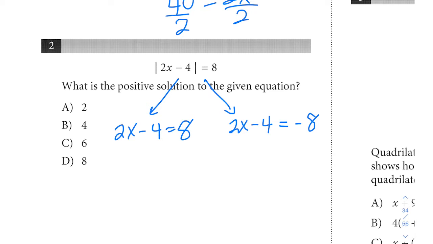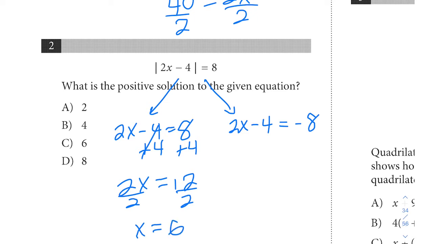So here, when you add 4 to both sides on this first one, you get 2x equals 12. And then you divide by 2. X equals 6. Now they said, what is the positive solution? Right? And so if it says positive solution, and the solution that we got when we solved that first absolute value equation was positive, then we're good. We're done. We can pick answer choice C and move on.